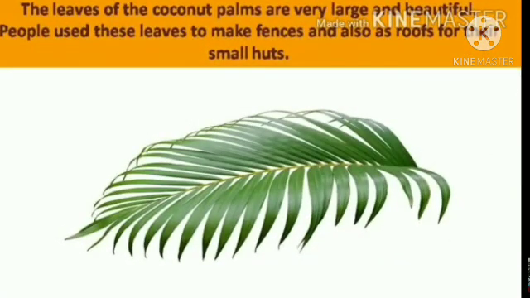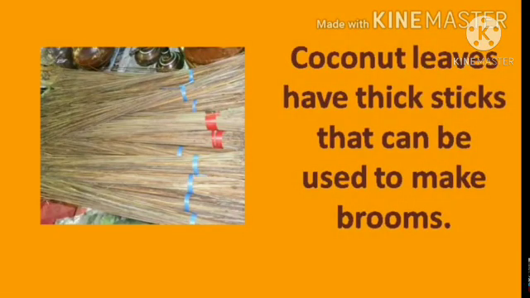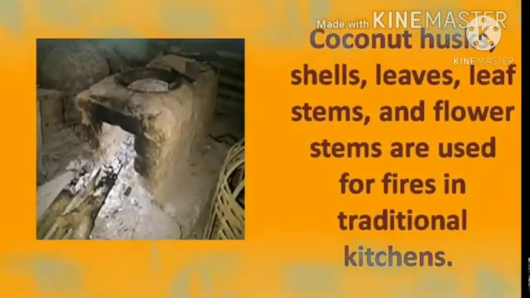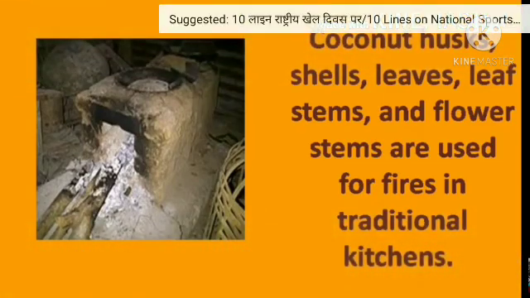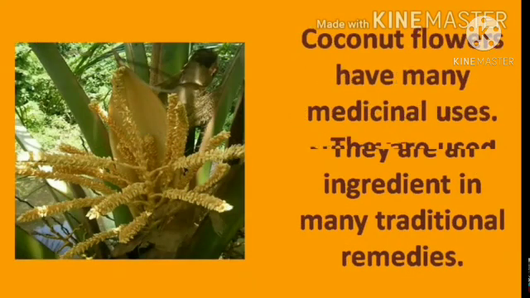The leaves of the coconut palms are very large and beautiful. People use these leaves to make fences and also as roofs for the small huts. Coconut leaves have thick sticks that can be used to make brooms. Coconut husks, shells, leaf, leaf stem, and flower stems are used for fires in traditional kitchens.